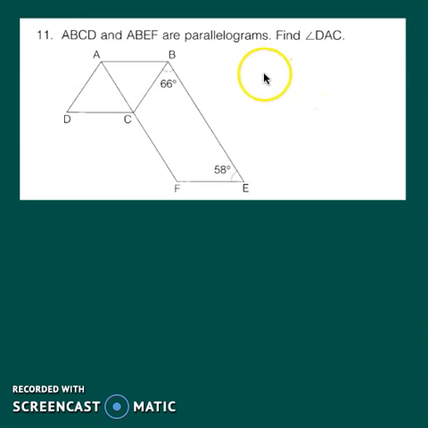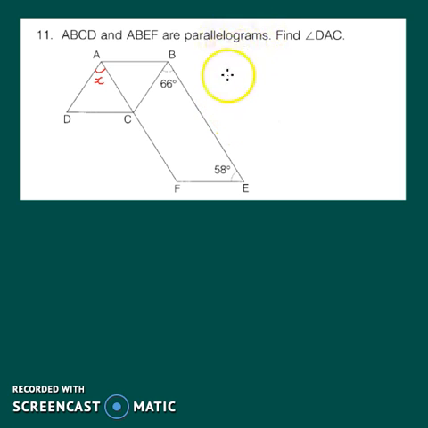ABCD and ABEF are parallelograms. We need to find the angle DAC, which I'm going to call X right there. Okay, now let's use some laws of angles within parallelograms to figure this out. And some of these laws you have seen in the past couple of videos. Some of these things might seem obvious, but it's important that we are able to prove what we say.